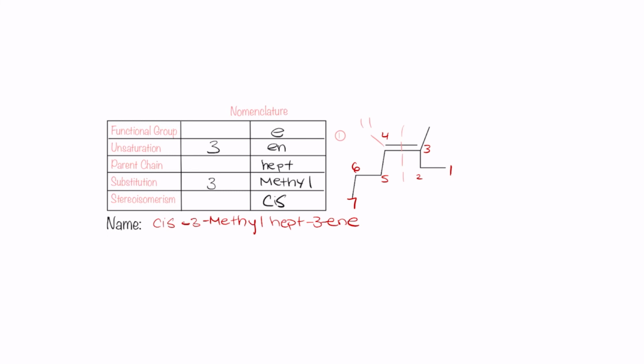What about here? Should I put a dash between methyl and hept? And the answer is no, because they're both letters. You might think that they're separate things, but this is actually one word. So you got to remember that the name of something is one word. So I'll just put that closer together. And so that's how you name the structure. Let's go over another example.